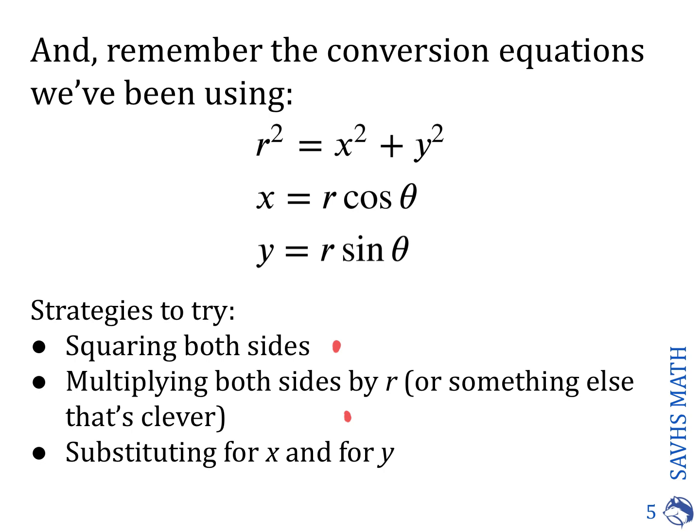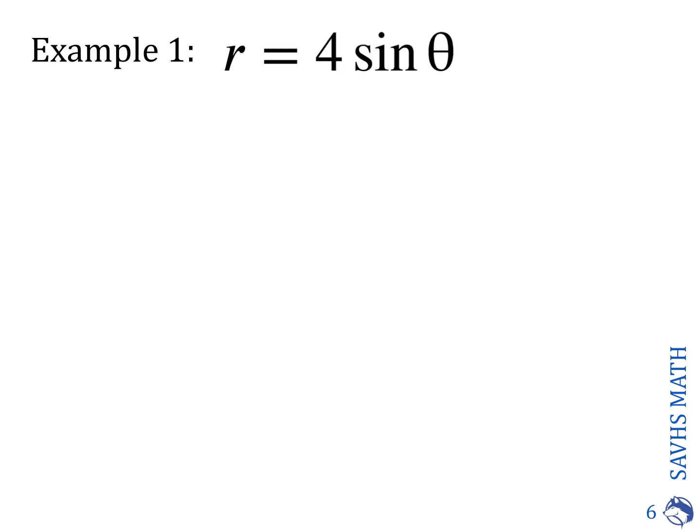Some of this just takes some experimentation, and you're probably going to get a little bit frustrated at times because figuring out what the right strategy is often the hard part. So I'm going to give you one example; we'll do multiple examples, but this is the first one. This time I want to multiply both sides by r, because if I do that, I'll get r squared on this side, and on this side I get 4r sine theta.